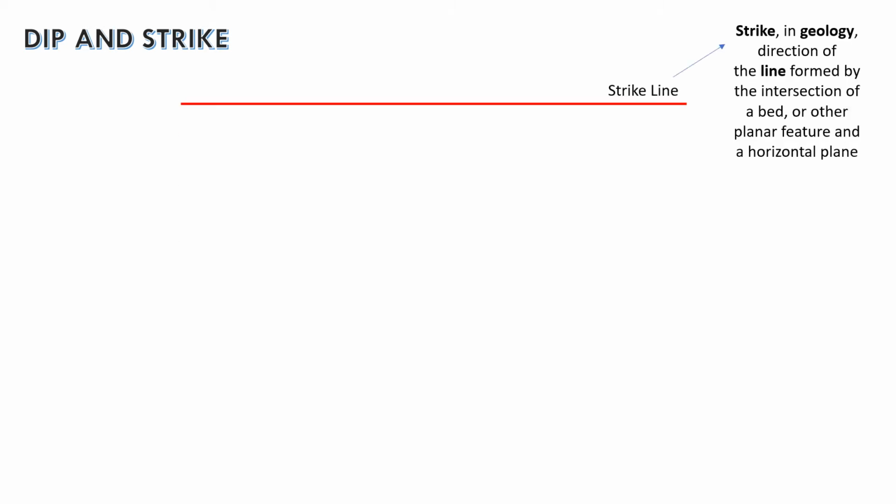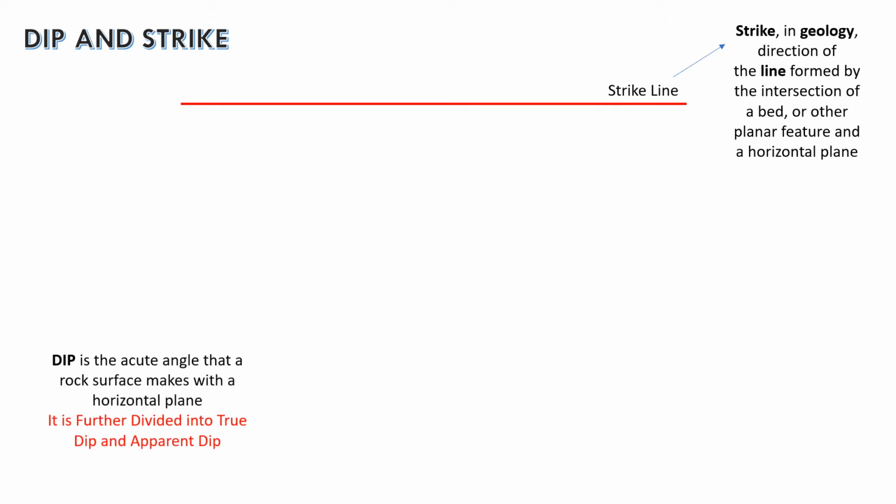Before we start, let us understand the difference between dip and strike, or the meaning of dip and strike. Strike line is a line which is formed by the intersection of the beds or other planar features and the horizontal plane. So now you can say a line on the horizontal plane is called a strike line. The next important part, that is dip, is any bed or any rock which makes an angle with a strike line. So dip is an acute angle that a rock surface makes with the horizontal plane. That horizontal plane is the strike line.